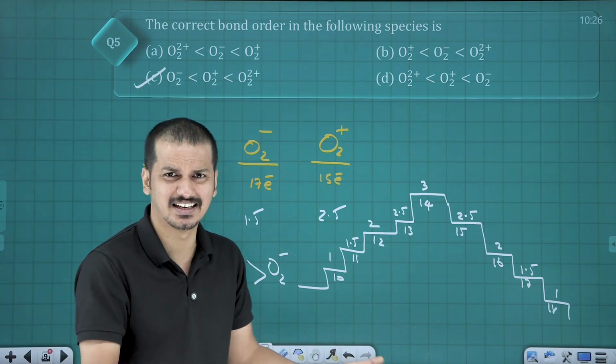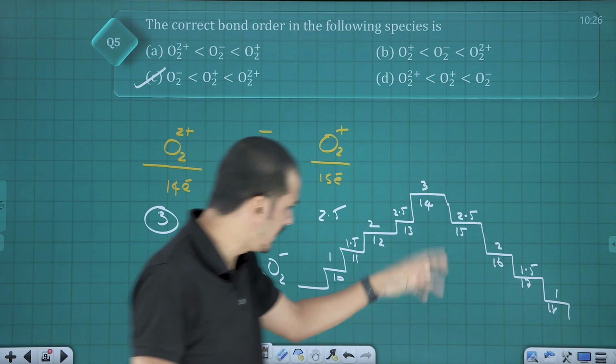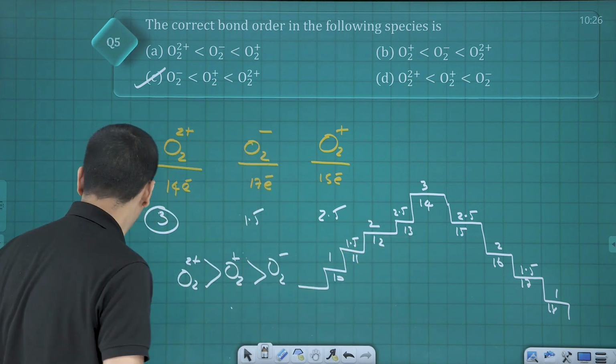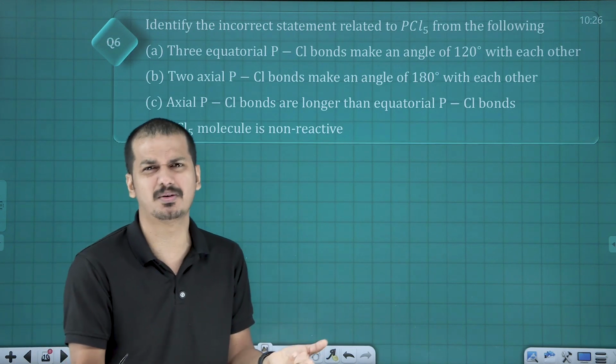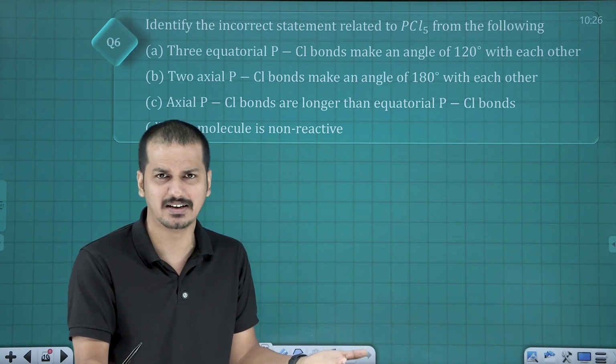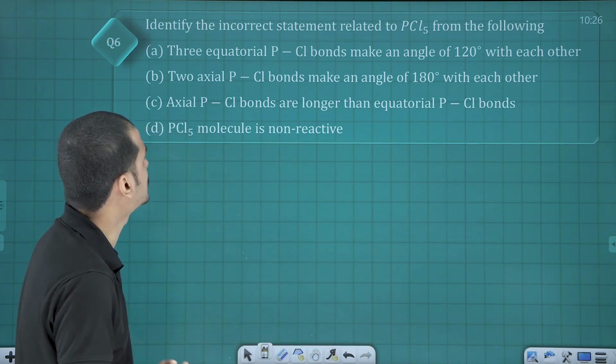Idea is clear. Easy. If you know this simple idea, you can calculate it. How much time will it take? Maximum 2 or 3 seconds to calculate that one. Ready? We can go to the next question.